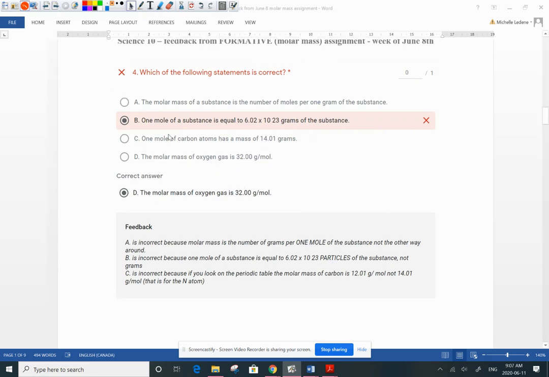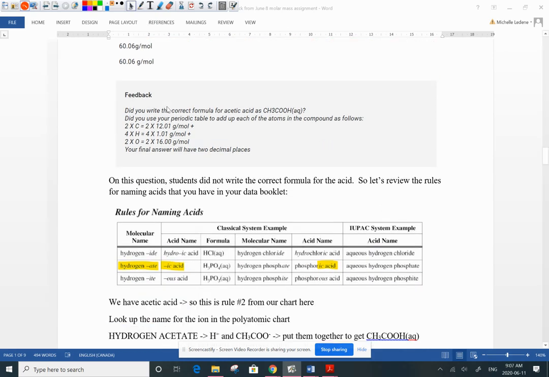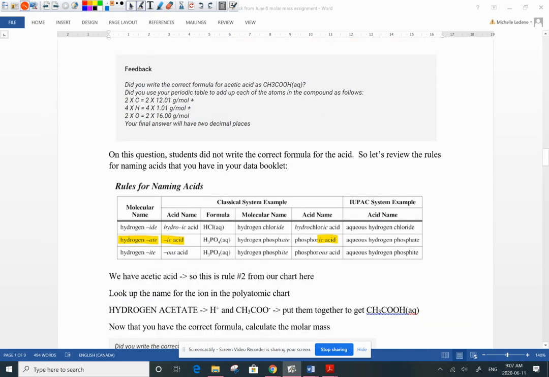Another numerical response question here, and this one is on the molar mass of acetic acid. I think where students went wrong, again, was not getting the correct formula. Just a reminder how to name acids: we have these three different naming rules, and we see acetic acid is an ic acid, right? It ends in ic. And so then we know it's hydrogen something ate.